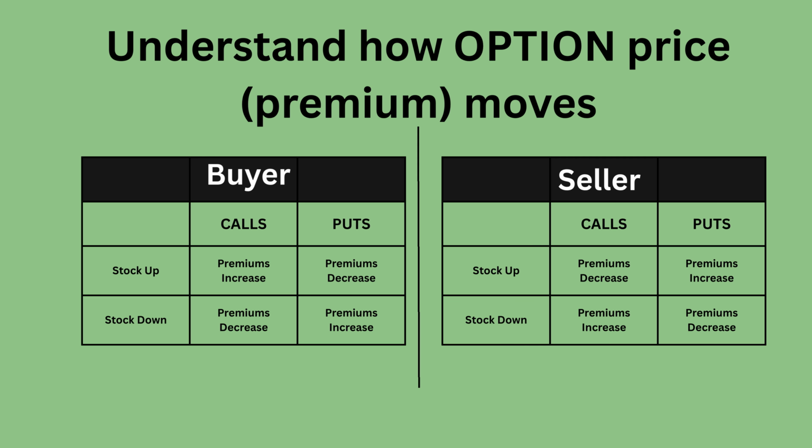Just like the products in the store, the stocks can go up or down depending on demand. Understanding how option prices, known as the premium, move in an option contract is an important aspect of trading options. Depending on if you're the buyer or the seller and holding calls or puts, the price movement of a stock affects each differently. Here's a chart showing how the stock movement affects each of them. I encourage you to take a screenshot of this chart for your reference.